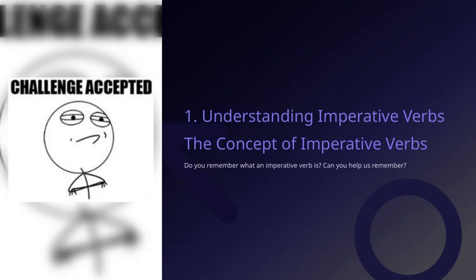All right, let's dive into the concept of imperative verbs. Now, do you remember what an imperative verb is? Can you help us recall? Essentially, imperative verbs are the verbs that give commands, make requests, or offer instructions. They're the words that tell someone what to do. For example, words like stop, listen, or write are all imperative verbs. These verbs are important because they help us communicate clearly and directly. Throughout this presentation, we'll see how imperative verbs play a crucial role in giving instructions and making our language more effective. So, understanding these verbs is key to mastering how to give clear directions and engage our audience properly.